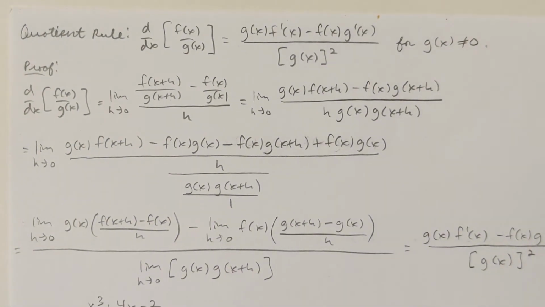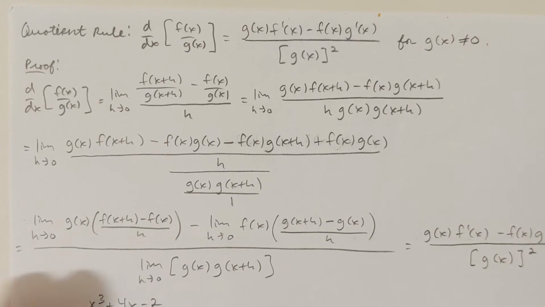Here's the quotient rule. The derivative of a quotient, f of x divided by g of x, is this rule here. You're going to take the bottom times the derivative of the top, minus the top times the derivative of the bottom, all over the denominator squared. And of course, g of x can't be 0.